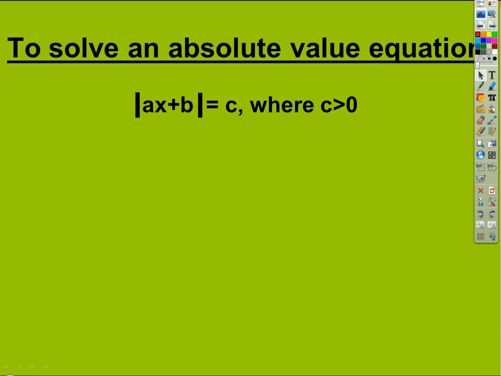Let's try this again. So I'll put it in a red bubble. Everything in the red bubble is the argument. Now I want you to come up with a scheme, a strategy, to find all the values of x that are going to make that red bubble equal c. Suggestions? Say it again. Absolute value of b plus c.